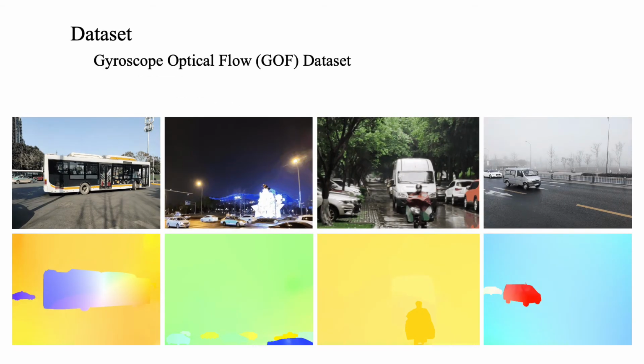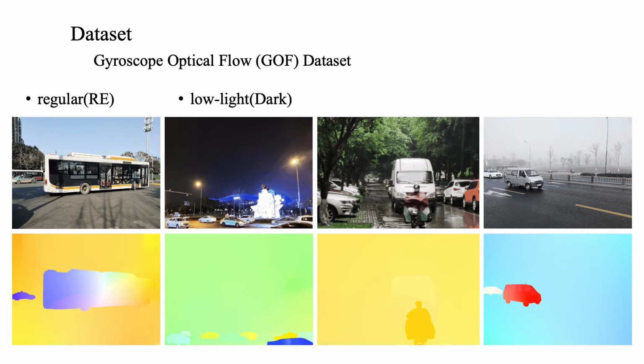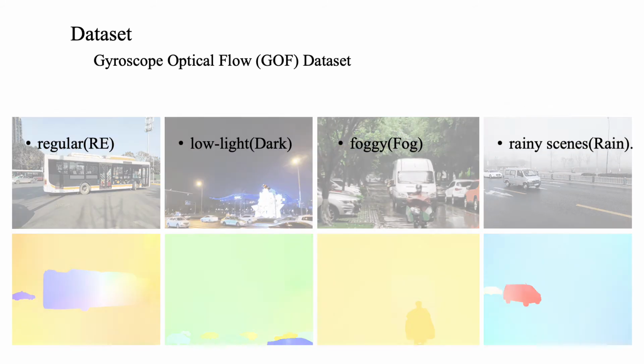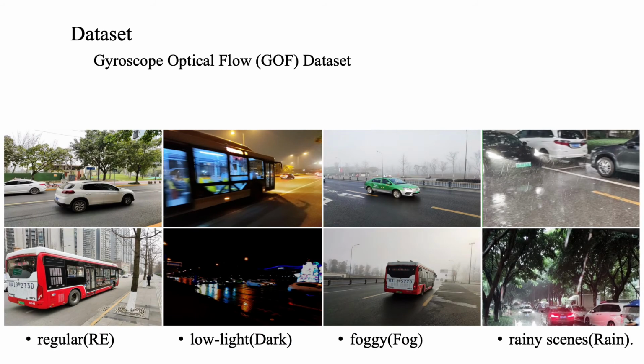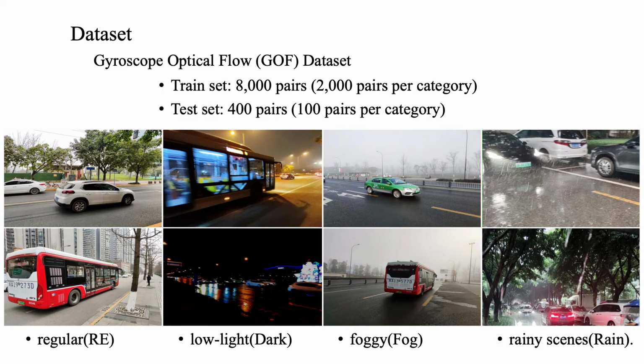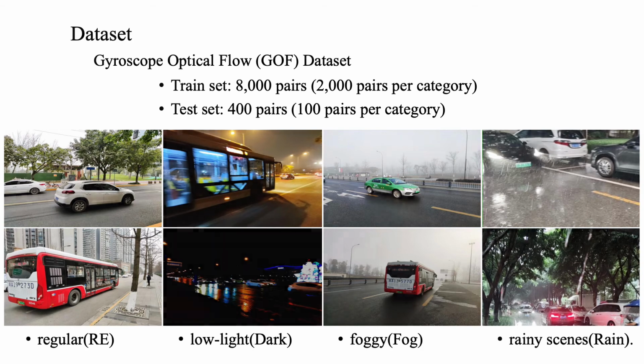To validate our method, a new dataset named GOF is proposed, which contains 4 categories with synchronized gyro readings, including regular, low light, foggy and rainy scenes. Some ground truth labels are shown below. In the GOF dataset, we collected 8,000 pairs of images as the train set, and each category contains 2,000 pairs respectively. For the test set, there are 400 pairs of images with ground truth labels, and each category contains 100 pairs respectively.